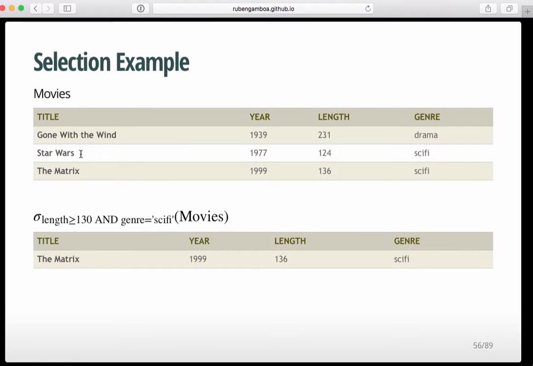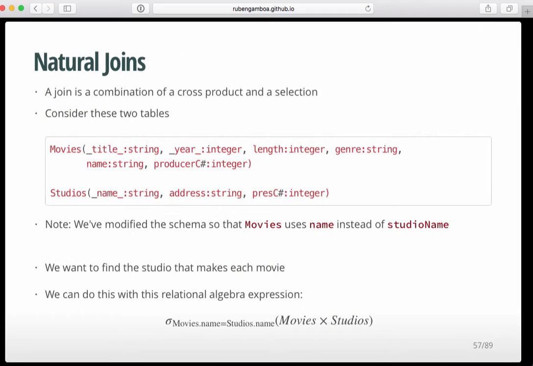Okay, here is another condition. Length is greater than or equal to 130 and genre is sci-fi. So now we're looking at very long science fiction movies. Notice that I can use Boolean relations and, or, not, parentheses, all that stuff in the condition. And the only one that passes this particular relation instance is The Matrix.